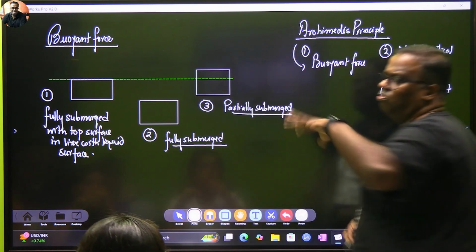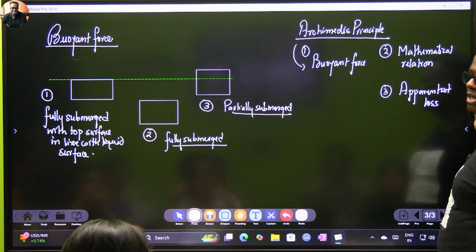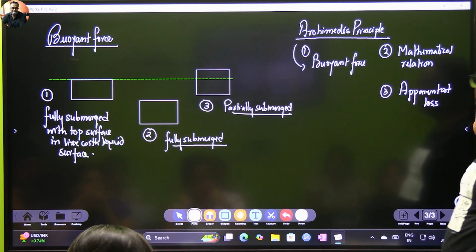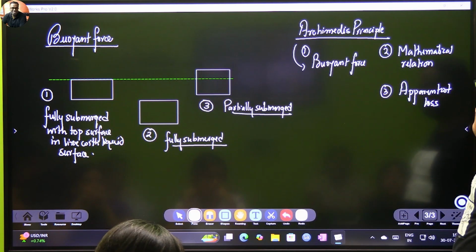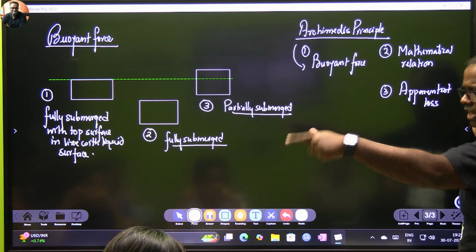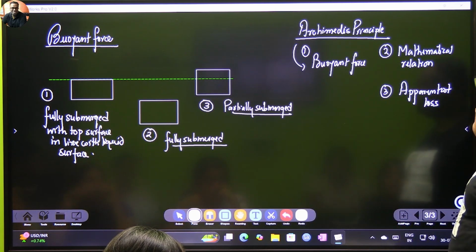So let us go. We'll not get into Archimedes principle right now. Let us first understand what these three things are. I hope buoyant force हम जान चुके हैं, ठीक है? Mathematical relation, though we derived one, we will again revisit it. Let's see what is apparent weight loss.